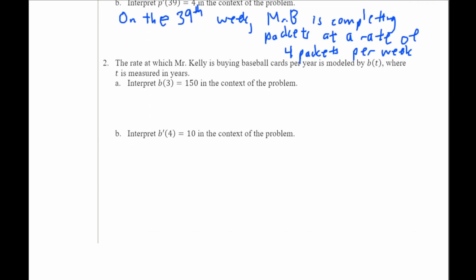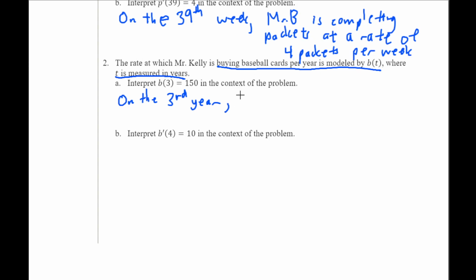Question 2. The rate at which Mr. K is buying baseball cards per year is modeled by B of t, where t is measured in years. So t is measured in years. And then buying baseball cards per year, the rate is B of t. So interpret B of 3 equals 150. So on the 3rd year, because this is already a rate, you can just literally write this as it is.